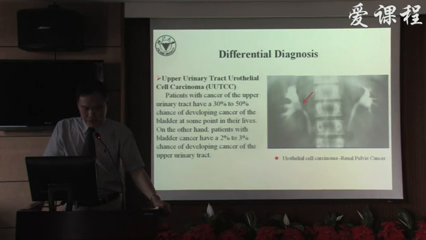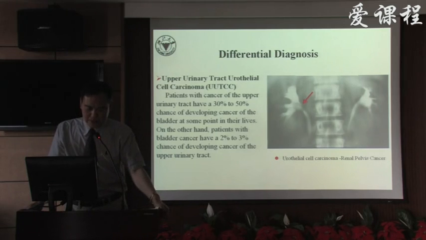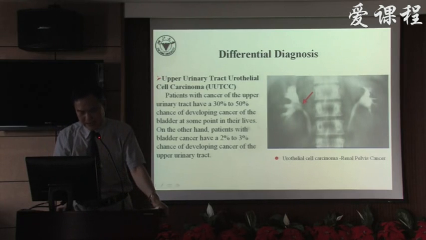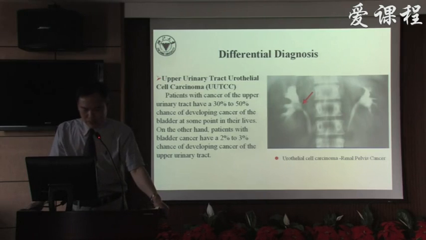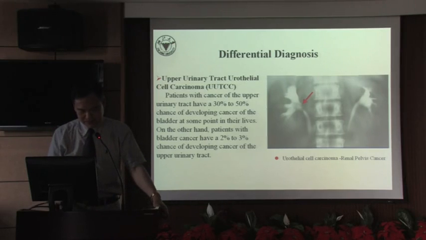And also, it's very important to differentiate bladder cancer from other diseases. Upper urinary tract urothelial cell carcinoma is the first disease we should consider when we diagnose bladder cancer. Patients with cancer of the upper urinary tract have a 30% to 40% chance of developing cancer of the bladder at some point in their lives. On the other hand, patients with bladder cancer have a 2 to 3% chance of developing a cancer of the upper urinary tract.